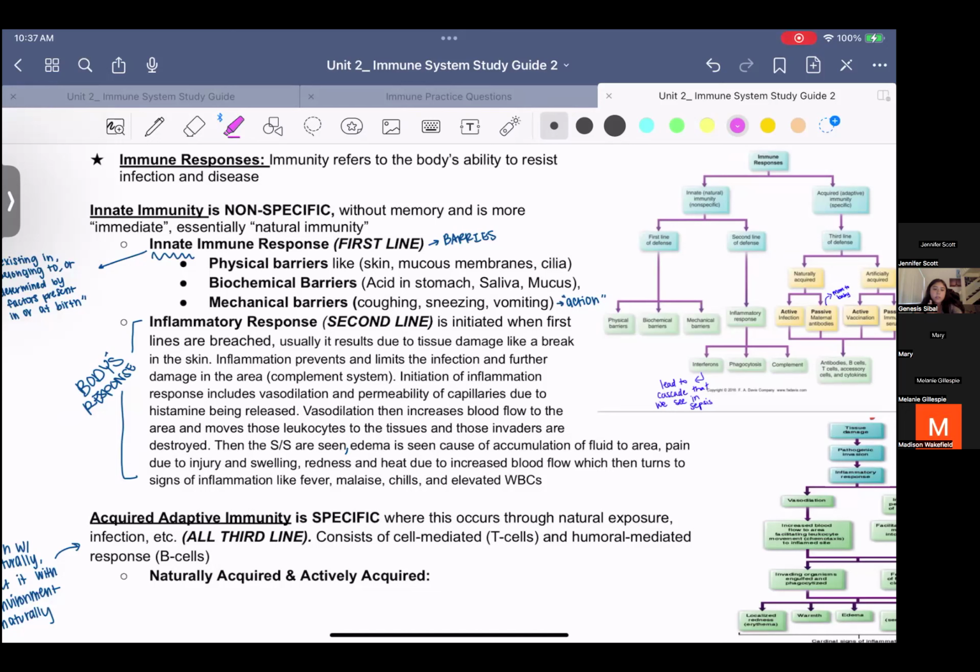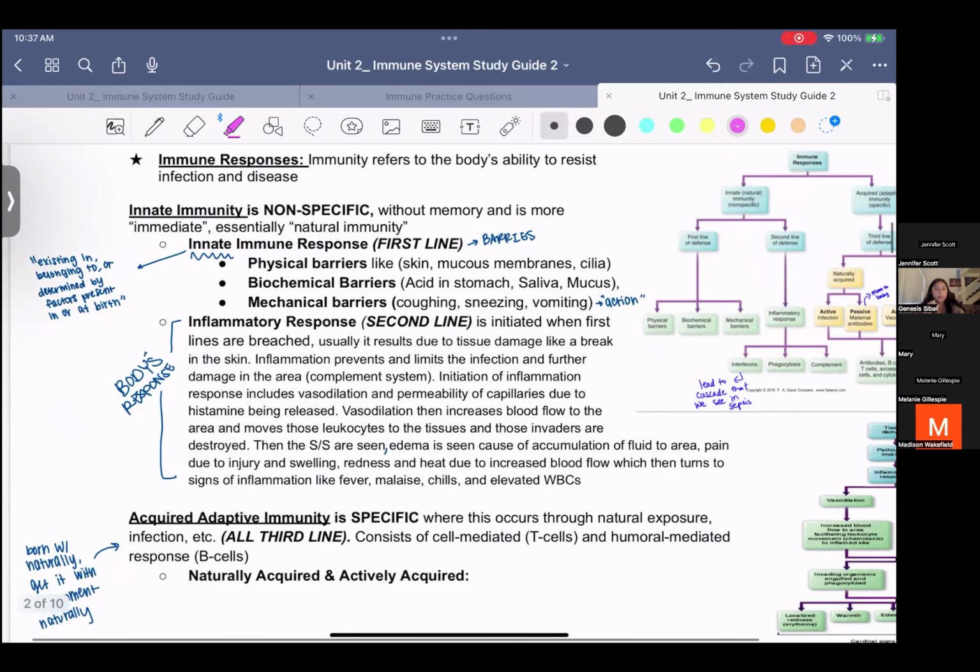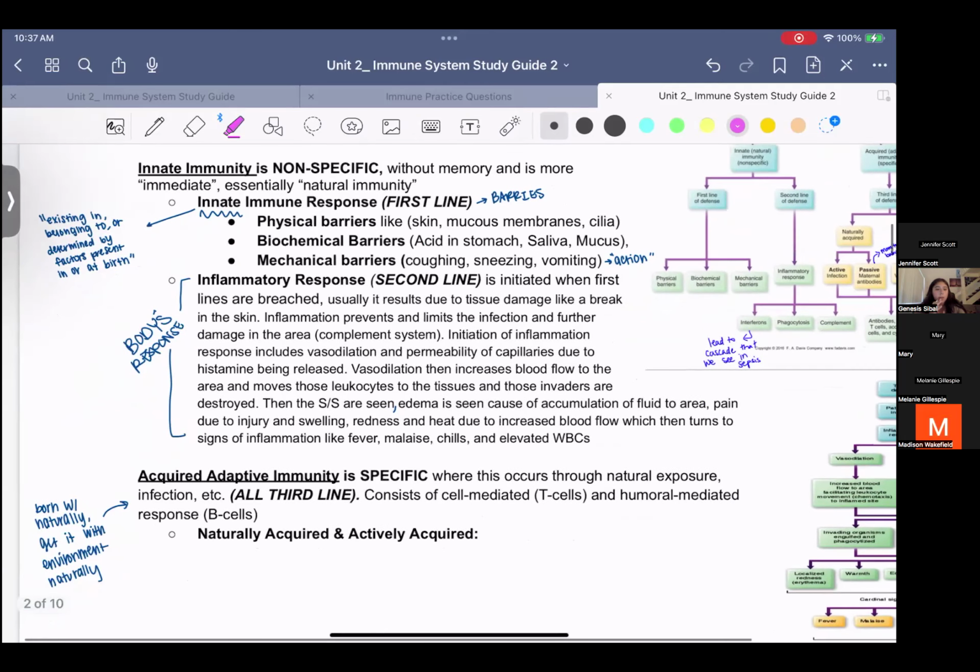So with the immune responses, immunity refers to the body's ability to resist infection and disease. So it's how your body is going to react once it detects a disease, a type of infection, invaders, pathogens, things like that. With innate immunity, I would just think about this. She will ask a question about this, I think, because she always does. We'll get to acquired, but she definitely will probably test over this. If not, it might be on a quiz. I remember getting confused for a second because it can get confusing, there's a bunch of them.